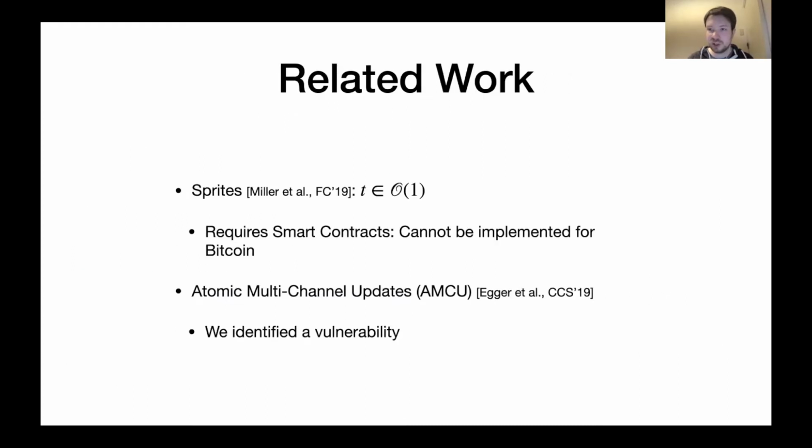Some existing approaches that try to mitigate this issue are, for one, the Sprites protocol, where the authors present an approach with a constant lock time. However, their approach requires smart contracts, so it could not be implemented for Bitcoin. Another protocol that tries to solve this issue is the Atomic Multi-Channel Updates protocol. This protocol is compatible with Bitcoin, and it has a constant lock time. However, in our work, we identified a vulnerability in the approach and present an attack.